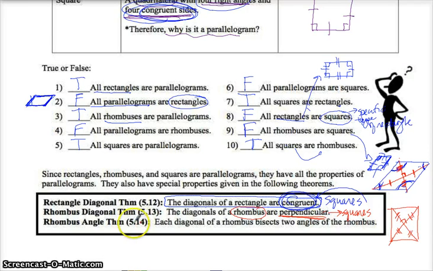Finally, 5.14, which is the rhombus angle theorem. So it says each diagonal of a rhombus bisects the 2 angles of the rhombus. So right here, that means these 2 angles are now congruent to each other. It bisected it. It split it in half. These 2 angles up here are congruent to each other. And on this side, these 2 angles are congruent, and they must be congruent to the 2 opposite. So there you go.